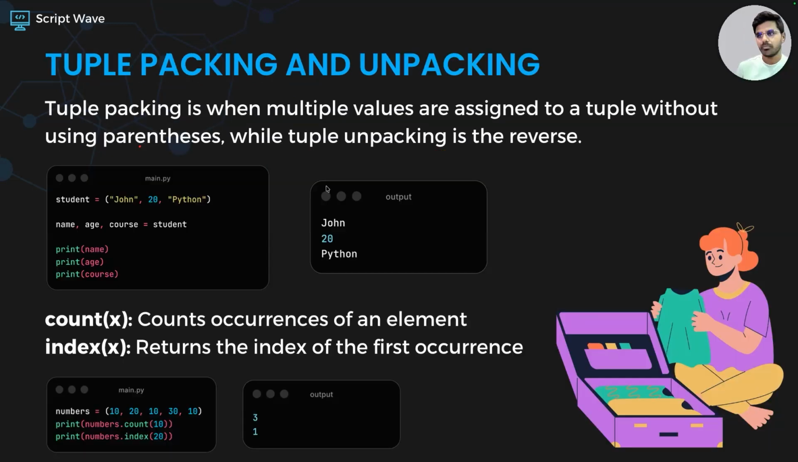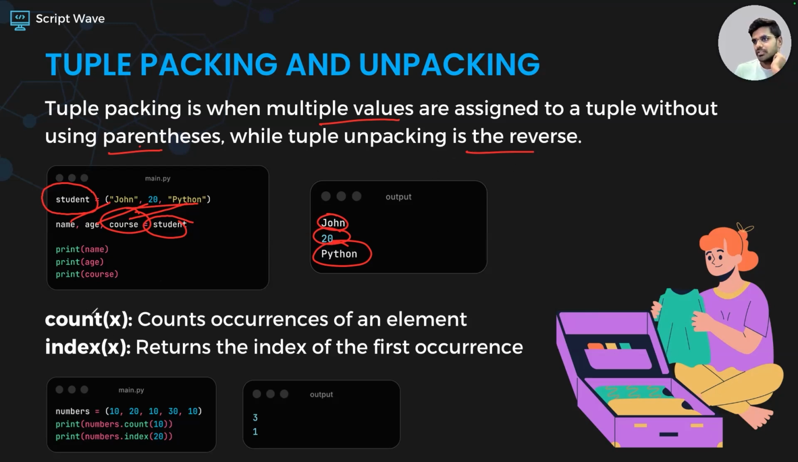Let's move forward. Tuple packing and unpacking. Tuple packing is when multiple values are assigned to a tuple without using the parentheses, while tuple unpacking is the reverse. So here we have student, which is a tuple. Now we are assigning name, age, course to student. This will automatically link to the corresponding indices and get name as John, age as 20, and the course as Python. So this is packing and unpacking.